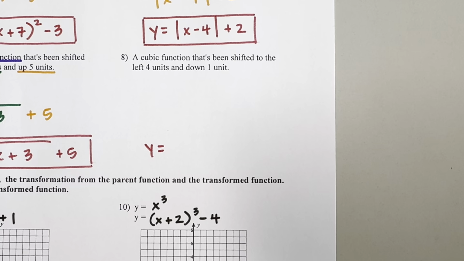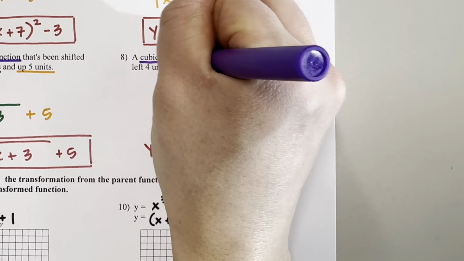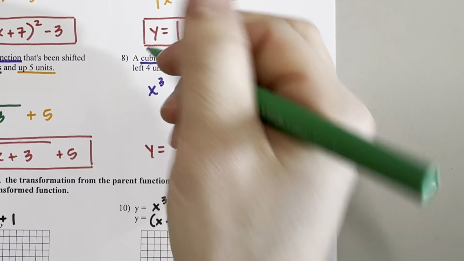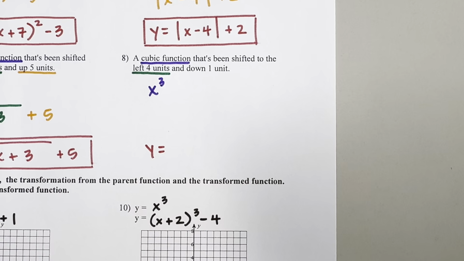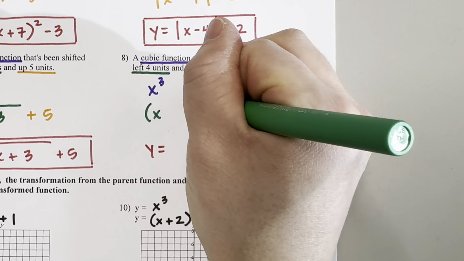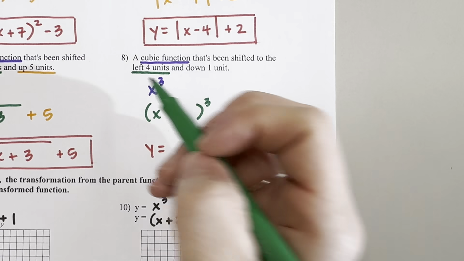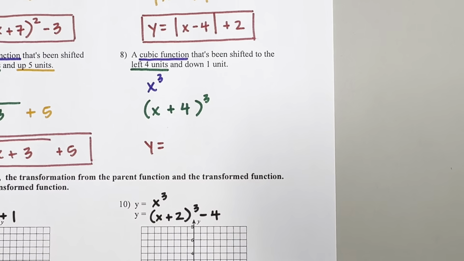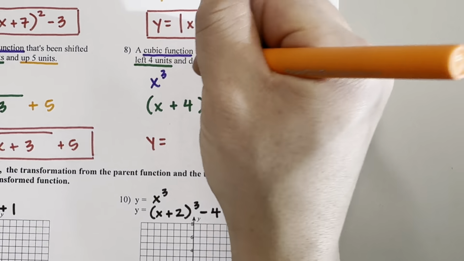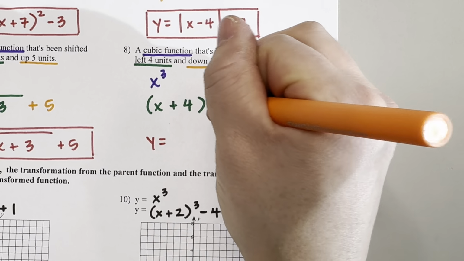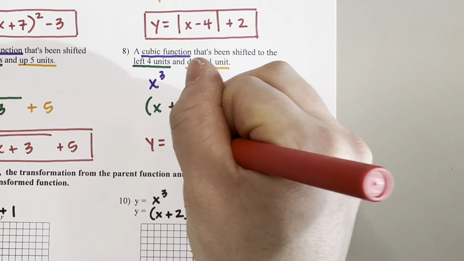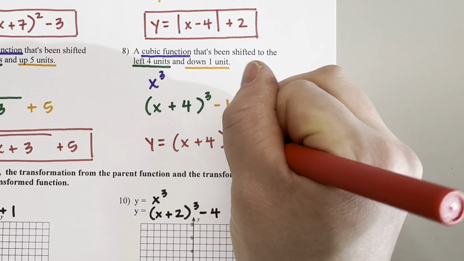Okay, number 8. A cubic function, cubic x cubed, that's been shifted to the left 4 units. So remember, left and right is always inside. So now we need our parentheses with our x cubed. Left is plus, so plus 4 units. And then it's also been shifted down 1 unit. So down 1 on the outside. And there we go. There's our finished equation. The parentheses of x plus 4 cubed minus 1.